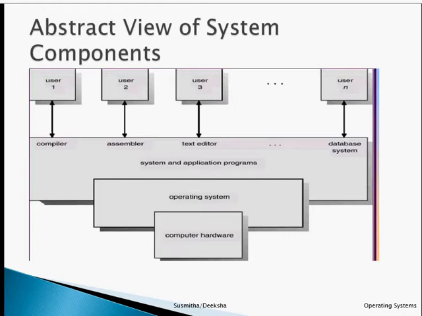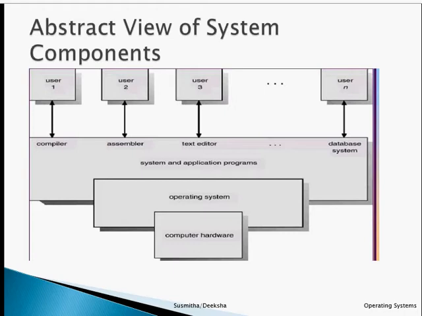Coming to the operating systems, it controls and coordinates the use of the hardware among various application programs from the various users. Let's see what is system and application program. This defines the ways in which the system resources are used to solve the computing problems of the users. That may consist of a compiler, database systems, video games, business programs, etc.